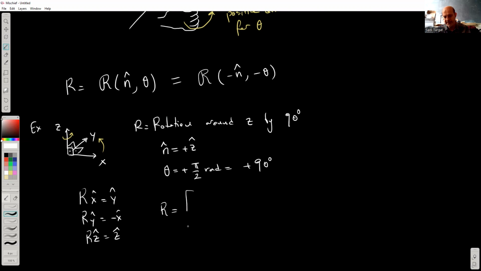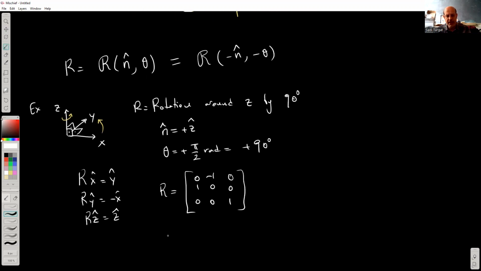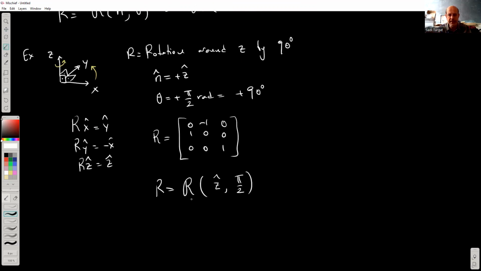If you want to express this as a matrix, in that case, this is going to be that matrix, where the x-axis is converted into the y, the y-axis is converted into minus x, so that's the second column in here, and the third column gives you this one in here. In any case, this rotation I'm going to describe by the parameters, the z-axis with a pi over 2 rotation. You can check that the right-hand rule actually gives us these correct angles in here.